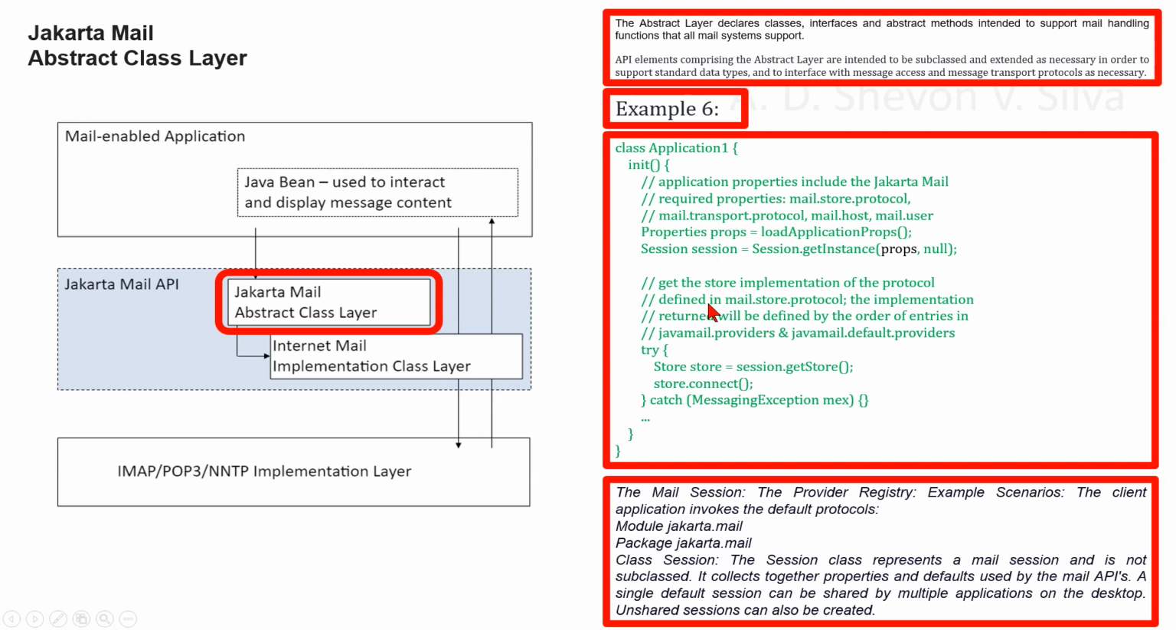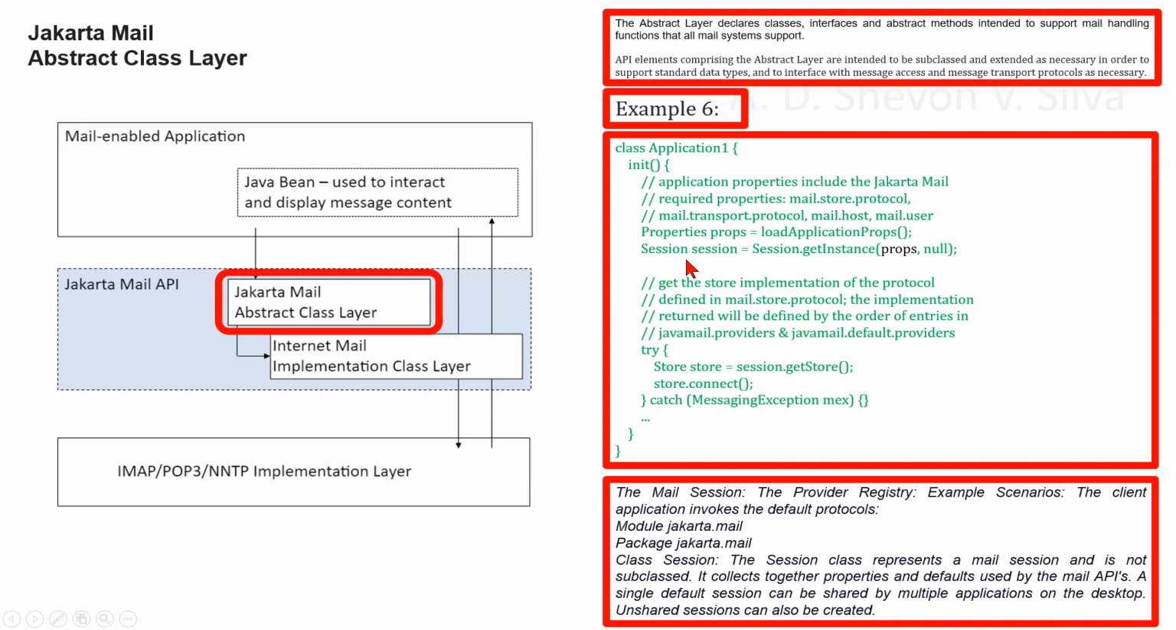Unshared sessions can also be created. The mail Session object manages the configuration options and the user authentication information used to interact with messaging systems. The Jakarta Mail API supports simultaneous multiple sessions. Each session can access multiple message stores and transports. Any desktop application that needs to access the current primary message store can share the default session.